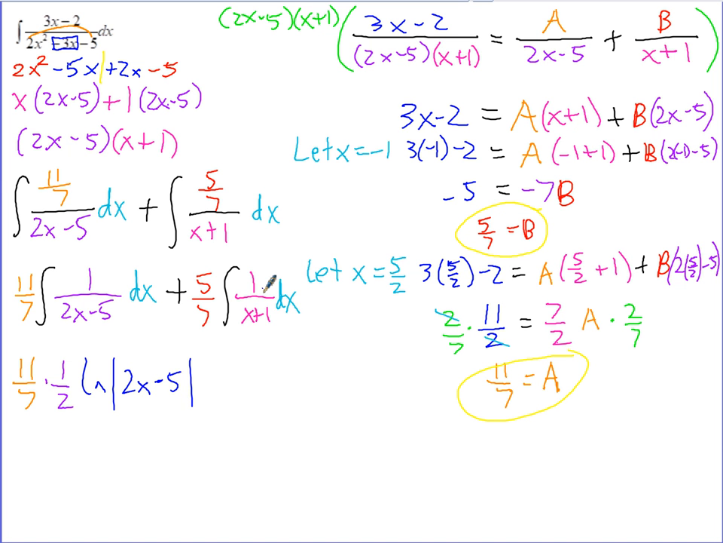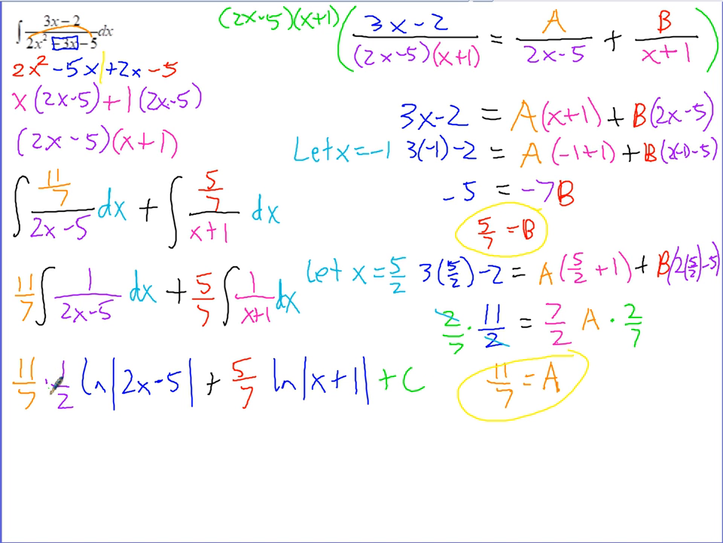And then this one, similar shortcut, except this one's even easier because the derivative of x plus 1 is just 1. In that case, you can just integrate. That doesn't affect anything. Dividing by 1 doesn't change anything, so you have 5/7, and then, again, natural log absolute value of x plus 1. And then don't forget, it's an indefinite integral, so plus C.